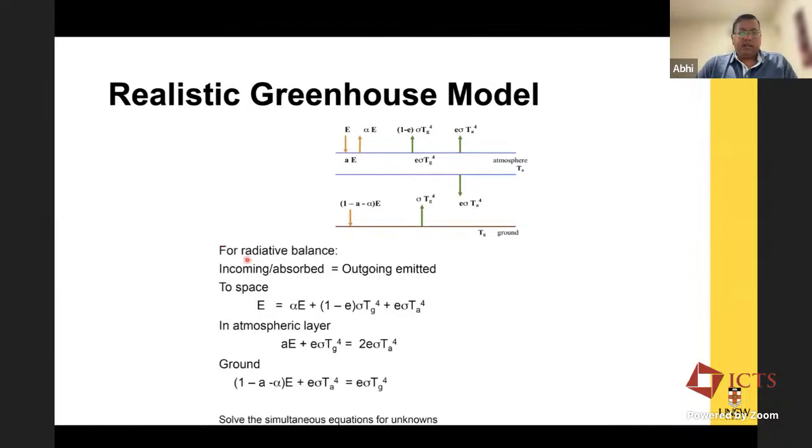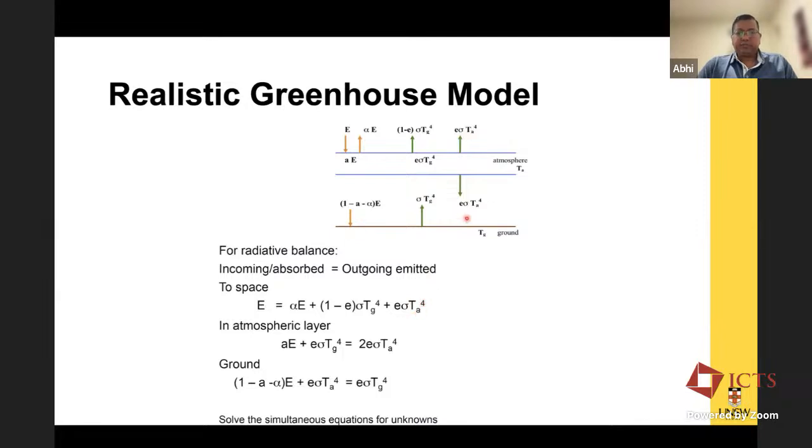We again apply the radiative balance. You can see that again incoming should be equal to outgoing. We look at the three components: what is happening to space, what is happening in the atmosphere, and what is happening at the ground. In space, the incoming you have is E, and you have all the outgoings here. You have alpha E, you have 1 minus E times sigma T ground to the power 4, and then whatever is emitted from the atmosphere in the long wave as well, which is E sigma TA to the power 4.